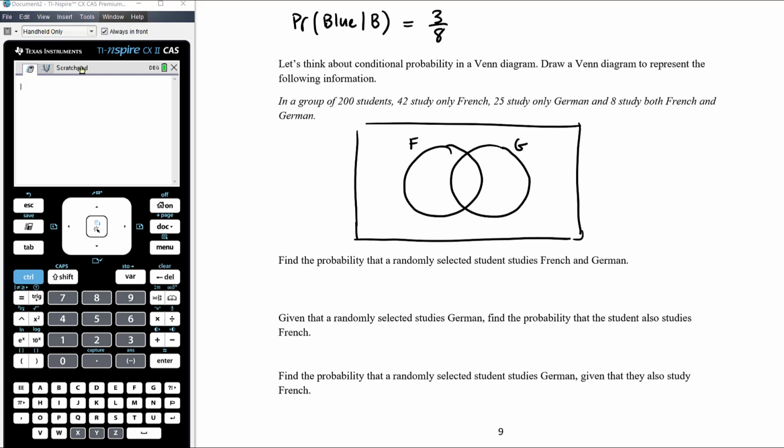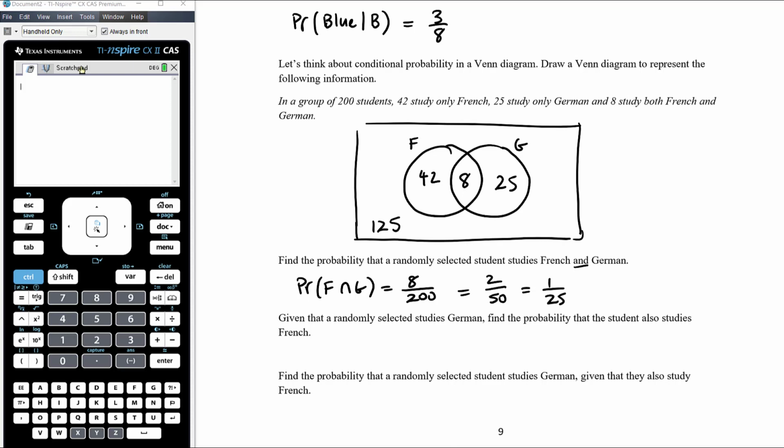42 study only French, so that's this section out here. Just French, no German. 25 study only German, that's this bit out here. 8 study both French and German, and then the remaining obviously study neither. So in total here we've got 50, 75. So there's 200 students in total in the survey, and so that means there's 125 that don't study either. Find the probability that a randomly selected student studies French and German. Okay, so that's the intersection. Probability of French and German, 8 out of 200. 4 is a common factor there, so that's 2 out of 50, which is 1 out of 25, sorry.